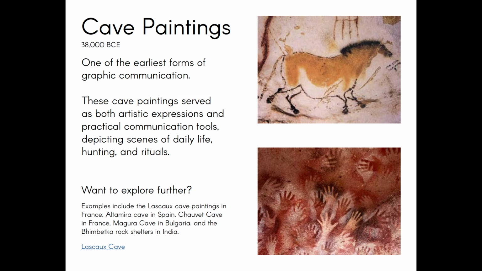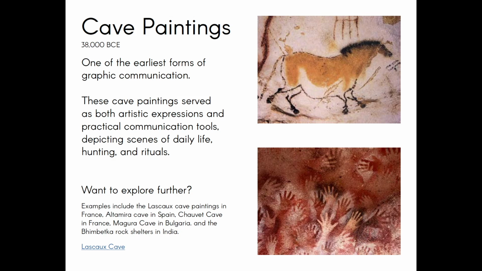It's showing daily life, hunting, rituals. I really always loved the hands. The hands are a predominant symbol used in this era. And there's a lot of theories, of course, behind it. One of them that I liked was saying this is a way to make a sort of signature. So like the "I was here" concept, which I think is really interesting.